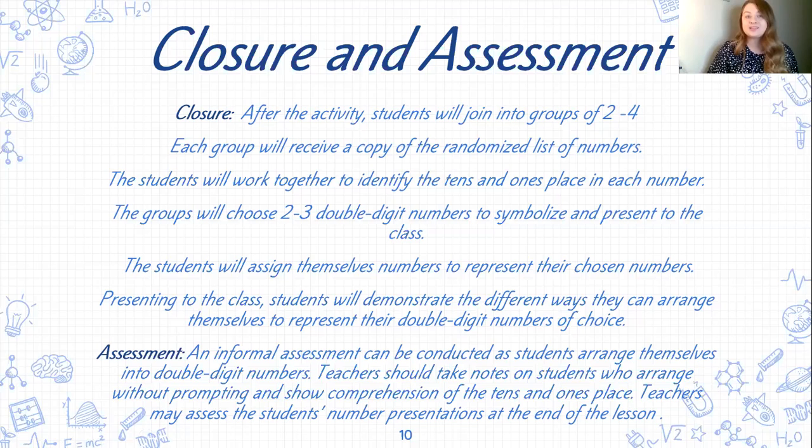A more formal assessment can be conducted after and during the students' use of their randomized list to identify which place value is which. And also you can assess their presenting skills. Are they able to show the class what the place values represent in their double-digit numbers?